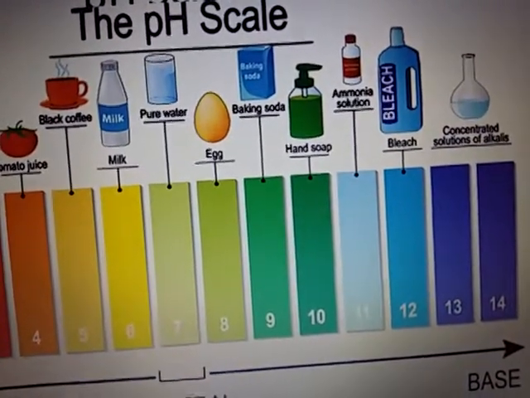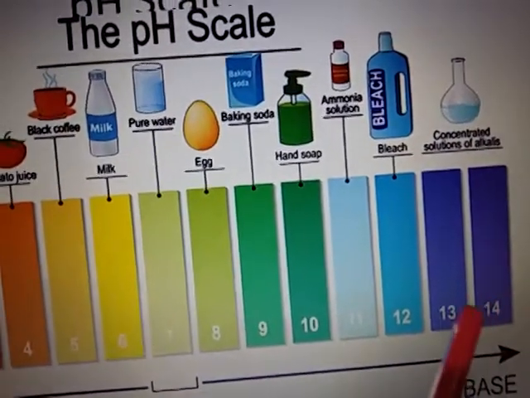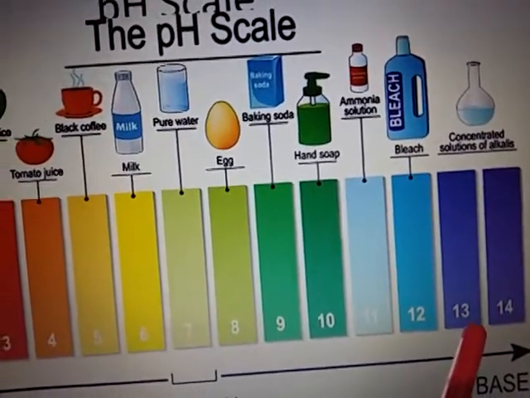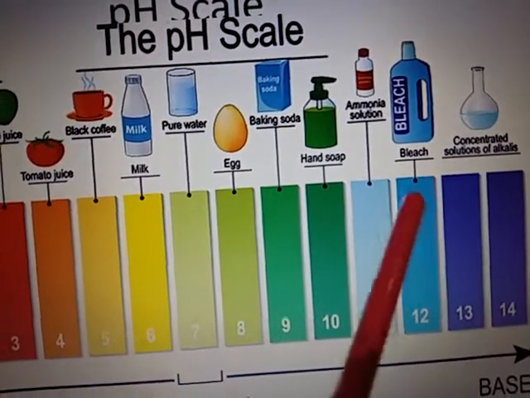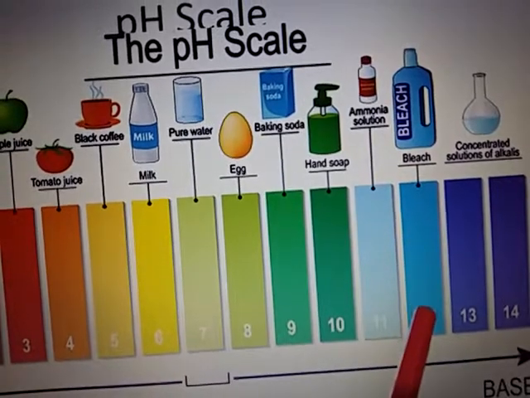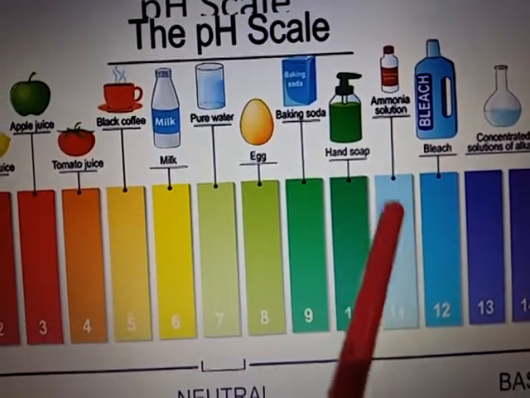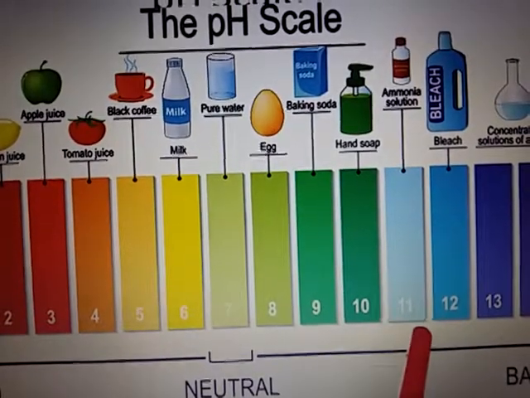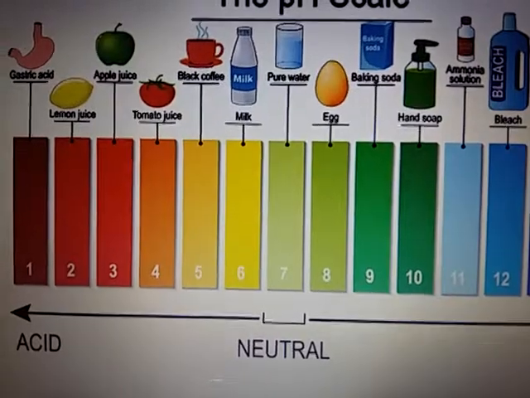Here, concentrated solutions of alkali, meaning bases, may have a pH of 13 to 14. Bleach, which is used to bleach clothes, has a pH of 12, and ammonia solution 11. They are all basic solutions.